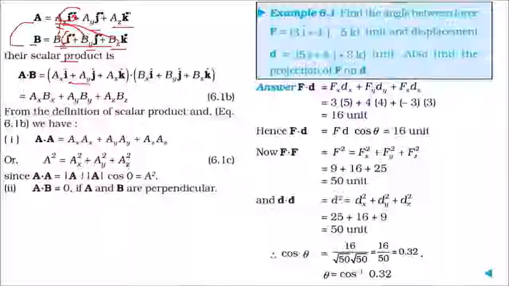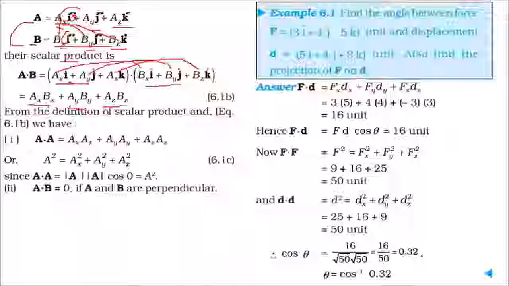So when you take a dot product, only this term and this term will remain, because i into i is 1. But if you multiply i with j, you are going to get 0. So only ax bx, ay by, and az bz will remain. And if we have a dot a, you multiply this with this again, it is going to give you a square, which is simply ax square, ay square, az square. Others are going to be 0.